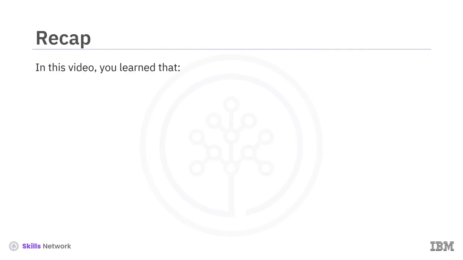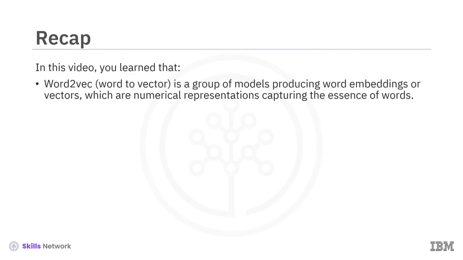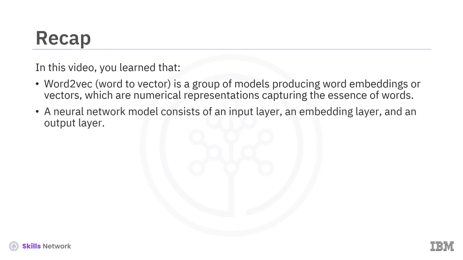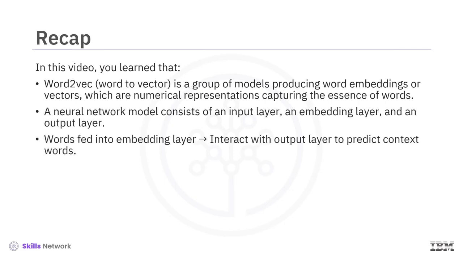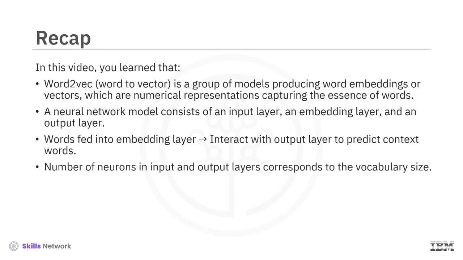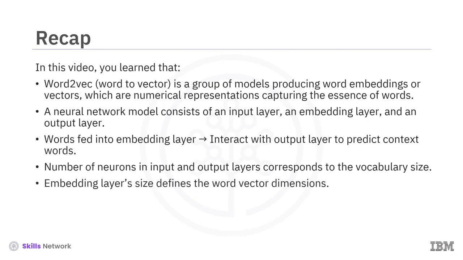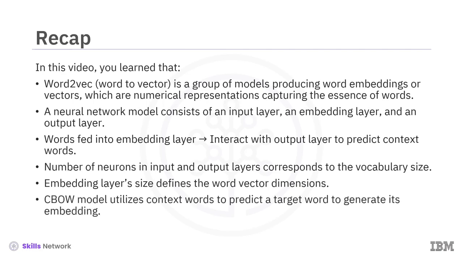In this video, you learned that word2vec is the short form for word-to-vector. It is a group of models that produce word embeddings or vectors, which are numerical representations capturing the essence of words. A neural network model consists of an input layer, an embedding layer, and an output layer. Words are fed into an embedding layer, which interacts with an output layer to predict context words. The number of neurons in both input and output layers corresponds to the vocabulary size, while the embedding layer's size, which is chosen by the user, defines the word vector dimensions. The continuous bag of words, or CBOW model, utilizes context words to predict a target word and generates its embedding.